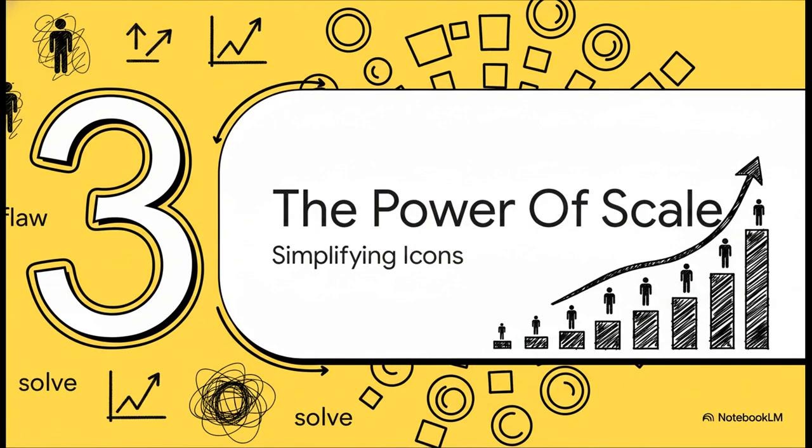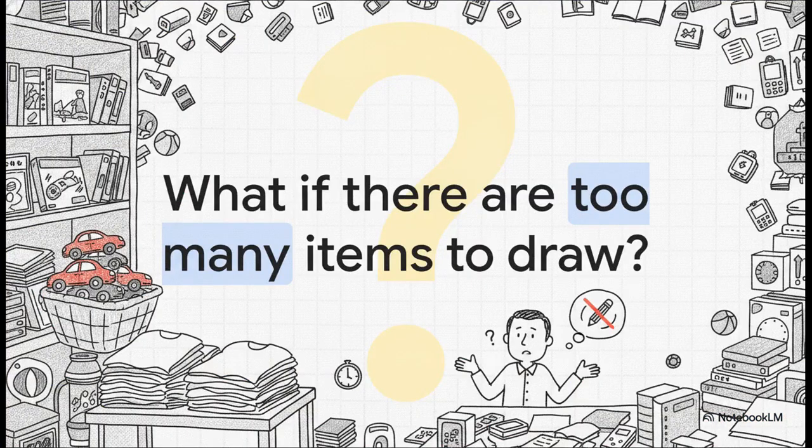Section 3, the power of scale, simplifying icons. But wait, here's the snag. Joseph Uncle quickly realizes he has way too many items in his shop. It is incredibly tedious to make a picture for every single item. I mean, think about it. If he has 50 board games, drawing 50 separate little board game icons would take all day. The whole point of visual data is to save time, not create a bunch of extra work for yourself.